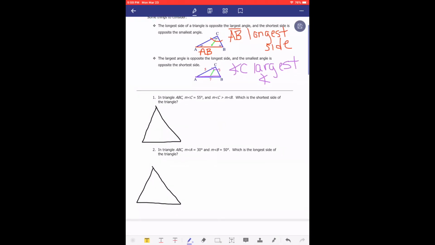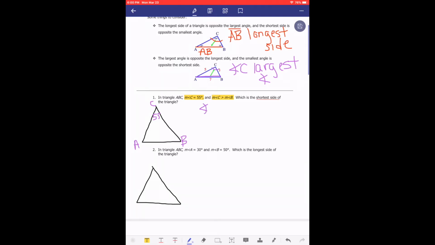Question 1. In triangle ABC, the measure of angle C equals 55 degrees, and the measure of angle C is greater than the measure of angle B. What is the shortest side of the triangle? So I'm going to label my triangle A, B, and C. The measure of angle C is 55. And the measure of angle C is greater than the measure of angle B.